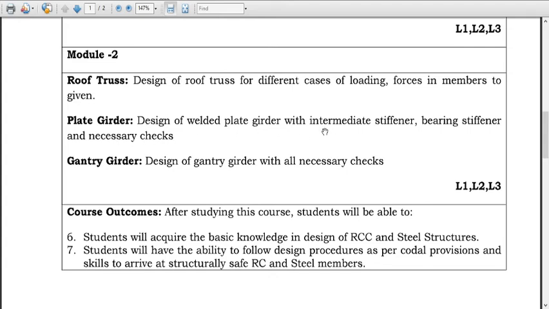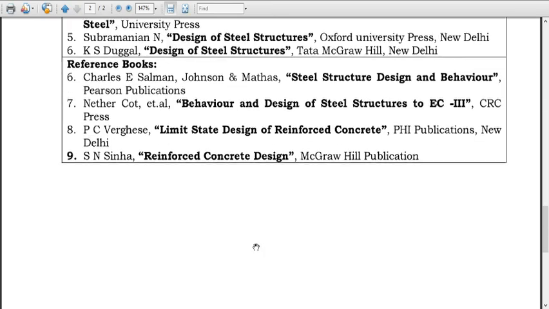Then we also designed beams, laterally supported and unsupported. We did many checks there, like stiffening checks, bearing check, web crippling, deflection and other parameters. So I request you to go through all of those roughly, and the numericals solved in the previous classes. Thank you. We will meet you in the next class.